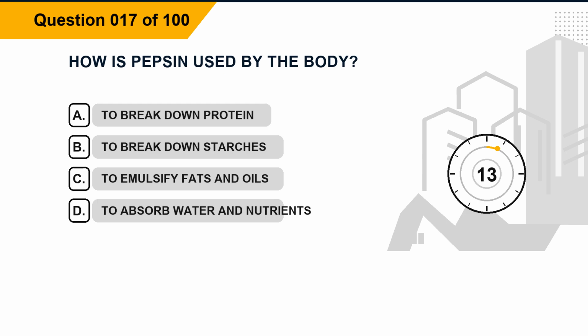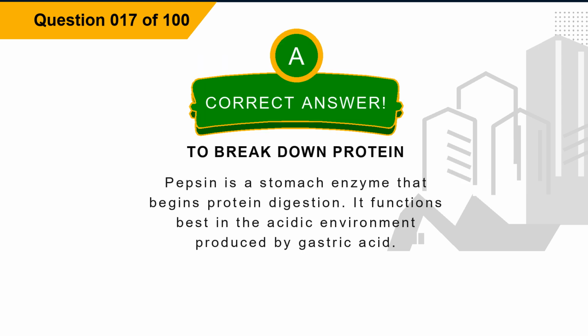Question 17. How is pepsin used by the body? Option A, to break down protein. Option B, to break down starches. Option C, to emulsify fats and oils. Option D, to absorb water and nutrients. The correct answer is option A, to break down protein. Explanation. Pepsin is a stomach enzyme that begins protein digestion. It functions best in the acidic environment produced by gastric acid.